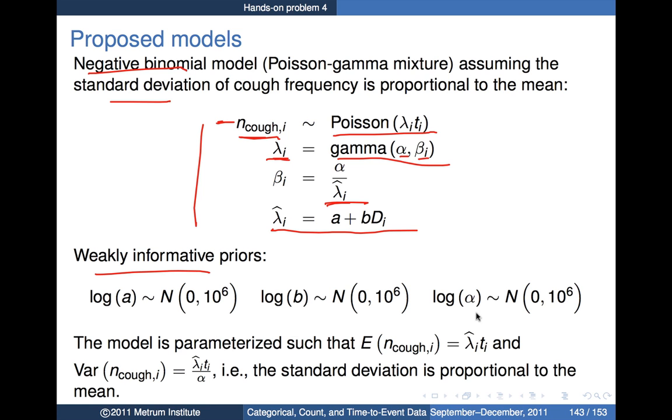We've got, again, weakly informative priors for our three parameters, because in the end, with all this hoopla, there's actually only three parameters. There's just A, B, and alpha. Everything else is derived from those. And this was just pointing out, I forgot I'd had this on the bottom, that it's parameterized again so that our expected cough is going to be our lambda I hat times T, and the variance is going to be lambda I hat times T over alpha. Again, that's just emphasizing that the standard deviation is proportional to the mean.